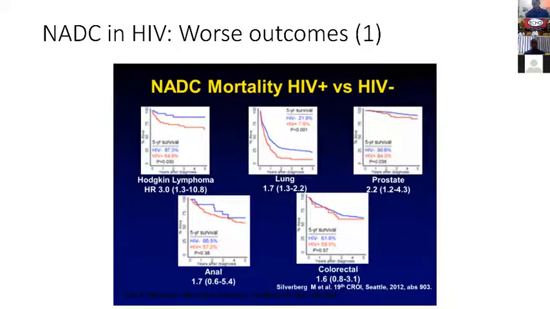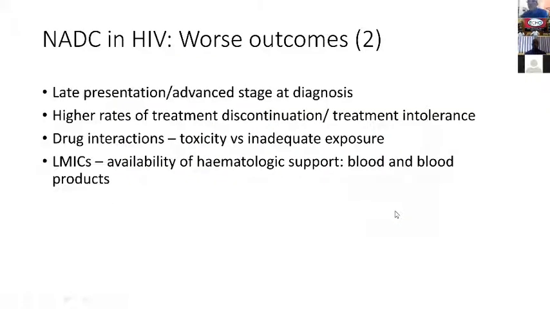But with anal cancer, the overall risk is 1.7, but the confidence interval crosses 1. And with colorectal cancer, again, the average is 1.6, but again, the confidence interval is 0.2 to 3.1. Right? And as you see, the curves kind of overlap at one point. And what is thought to be the reason for some of these worse outcomes?